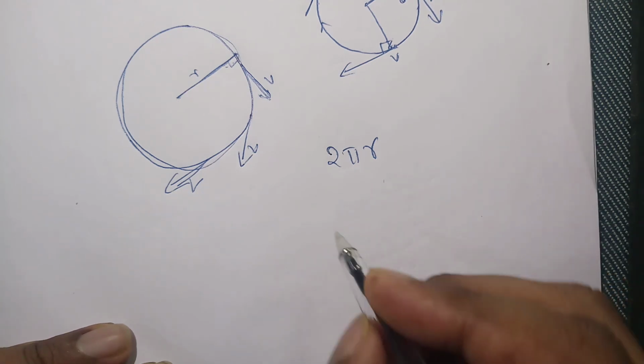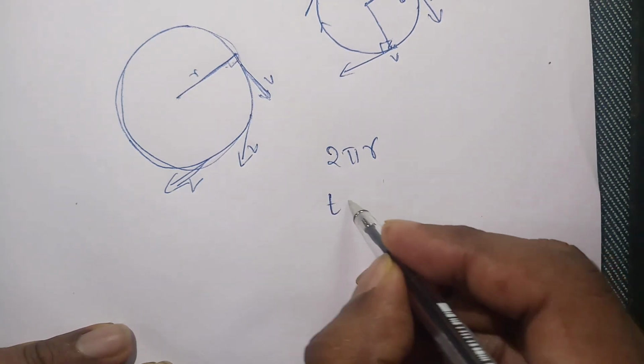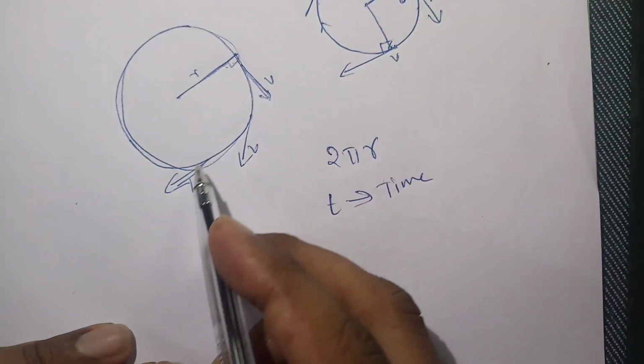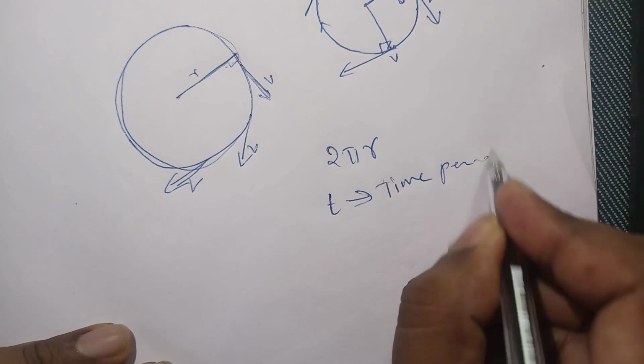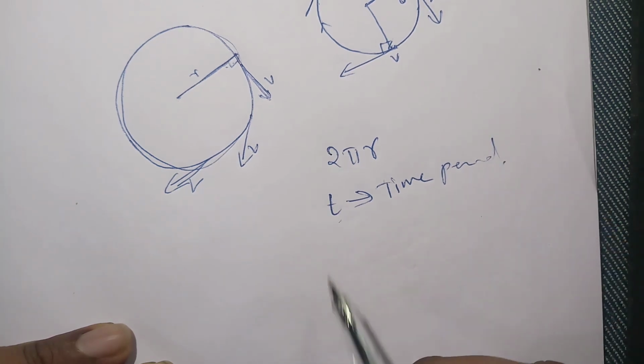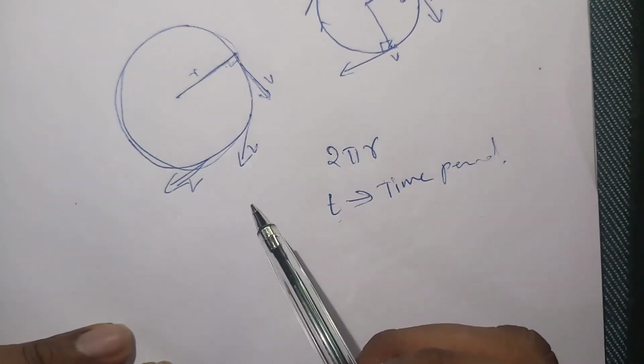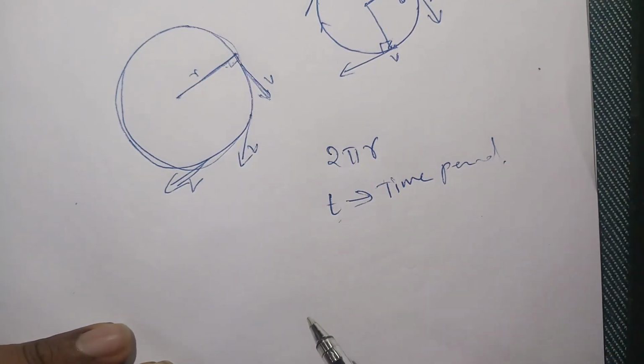Now you see, let t be the time required for that. This is the time. The time for one rotation, we will call it the time period also. Okay, so the time period is t. What is time period? Time for one complete rotation. So that is called the time period.